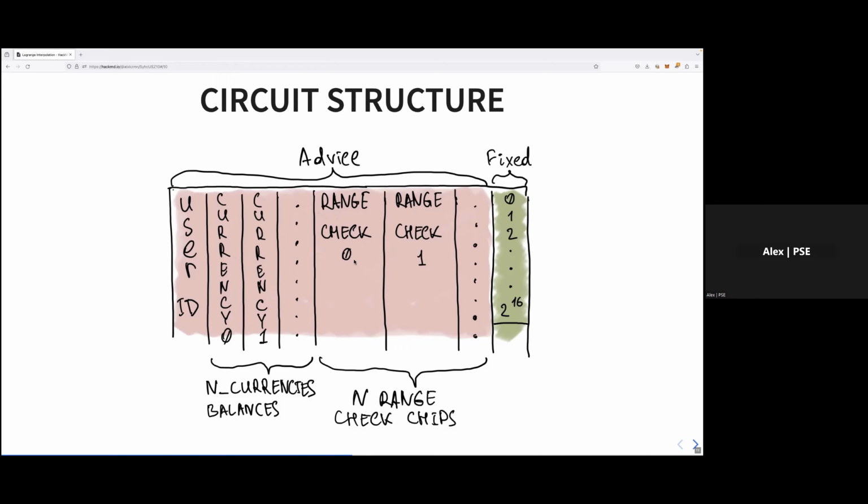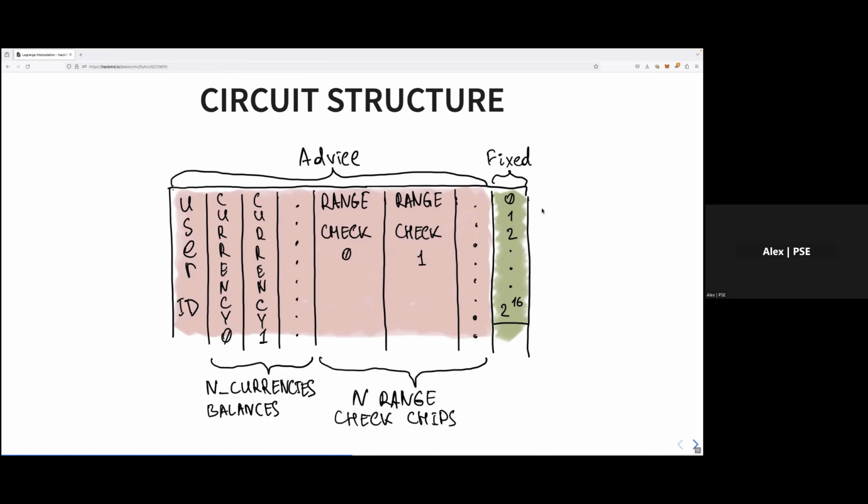And this range check chip is almost identical to the range check chip from Summa v1. So you should be already familiar with that. If later you go and take a look at the code, you will not see many differences there.